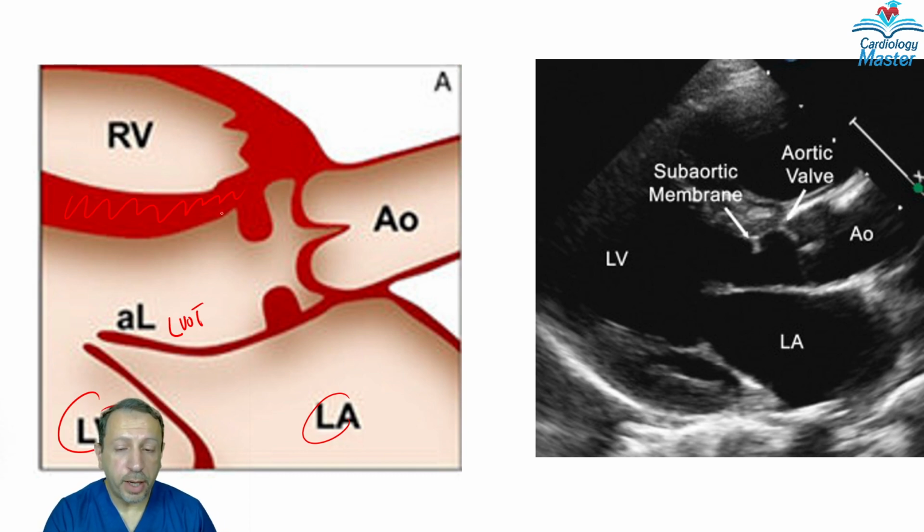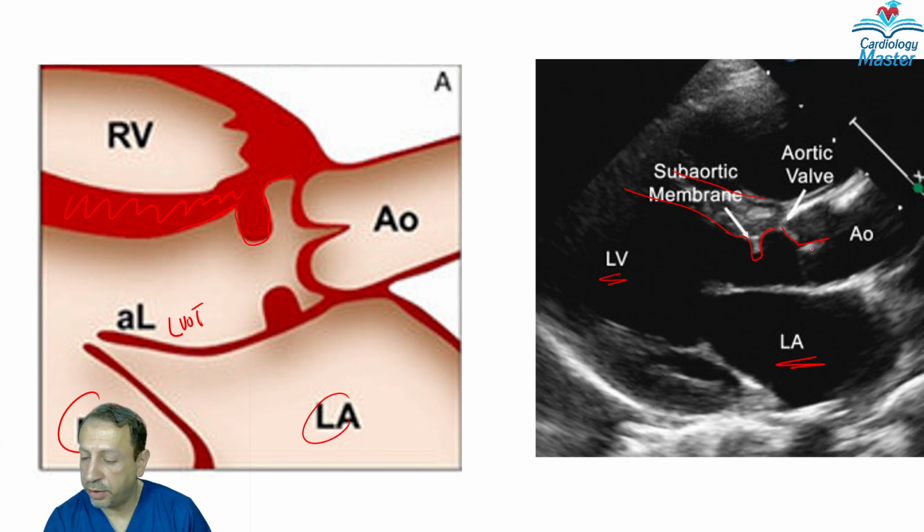The fibromuscular membrane bulges from the left ventricle wall towards the cavity of the LVOT in front of the aortic valve. As you can see on the image on the right side, this is a real image. This is the left atrium, this is the left ventricle, this is the ventricle wall, and you can see here this bulging of the fibromuscular membrane in front of the aortic valve level. This is the aortic valve, and this is the aorta. So it bulges in front of the aortic valve at the LVOT or the subvalvular area.